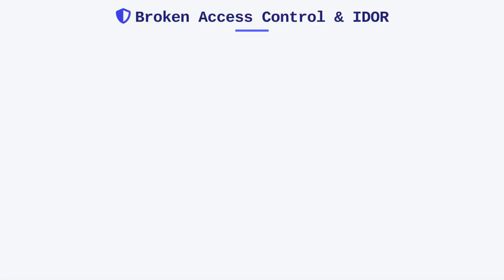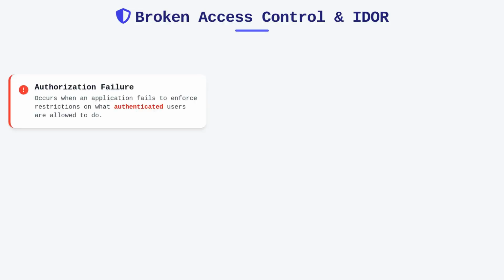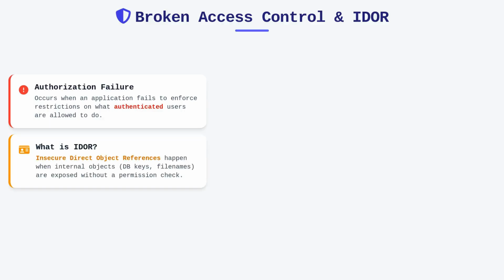Broken access control and insecure direct object references, frequently referred to as IDOR, represent critical failures in authorization logic. When an application fails to properly enforce restrictions on what authenticated users are allowed to do, they may be able to access unauthorized functionality or data. IDOR occurs specifically when an implementation exposes a reference to an internal object, such as a database key or a file name, without checking for proper permissions.